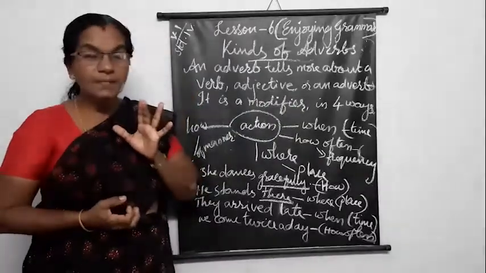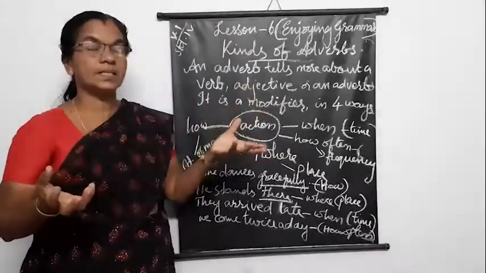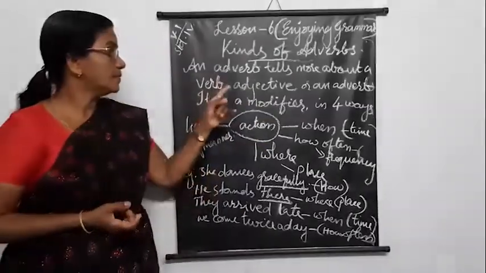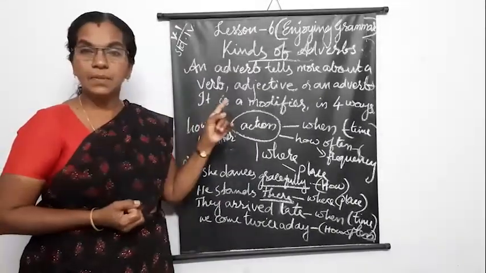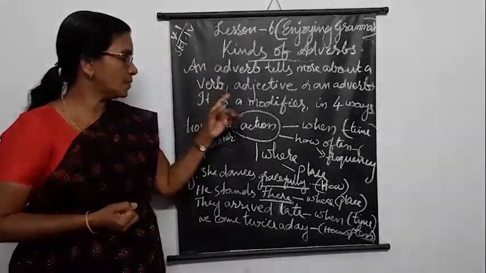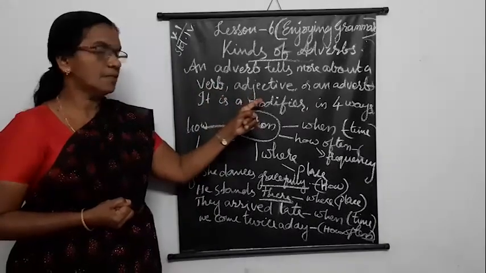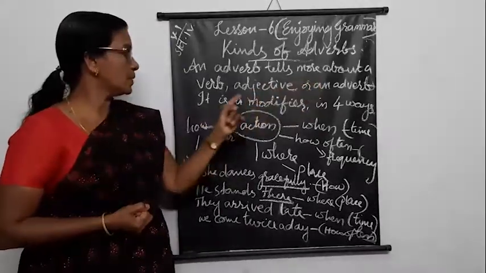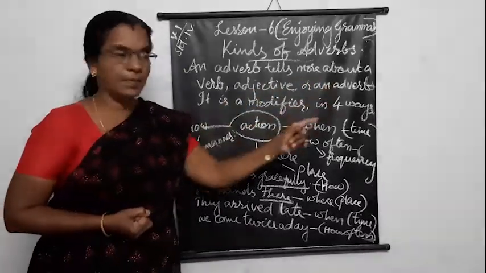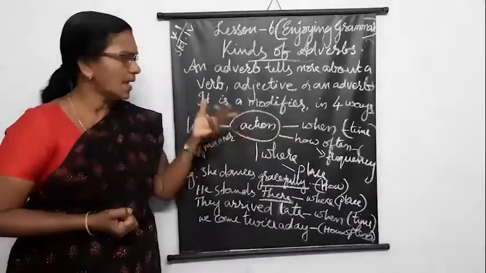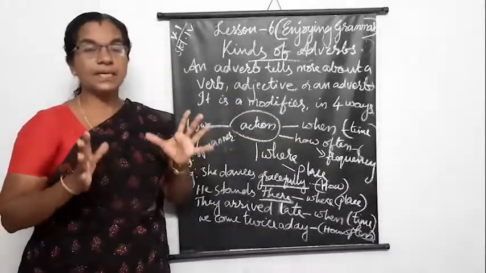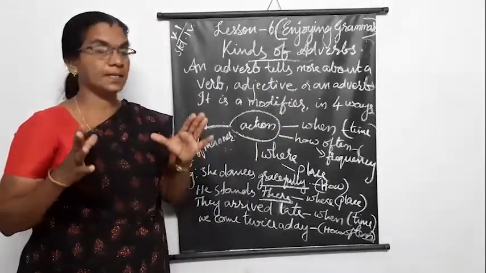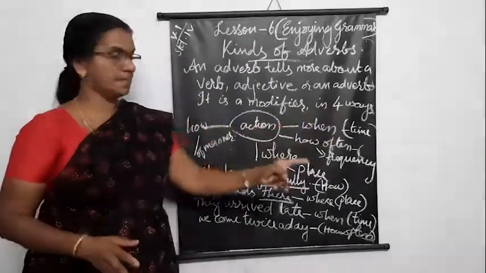An adverb never modifies or says something about a noun. Okay? Bear that in mind. An adverb never tells anything about a noun. It only tells about a verb. So, an adverb tells more about a verb, adjective or an adverb. Clear? It's a modifier. It modifies a verb in 4 ways.